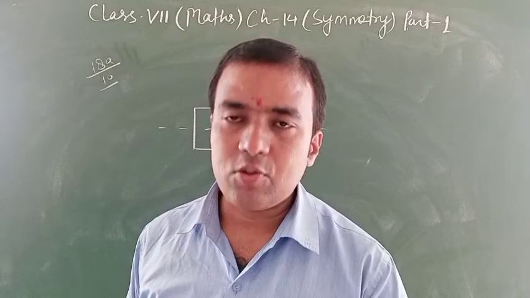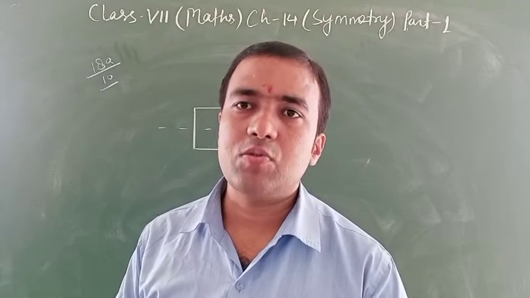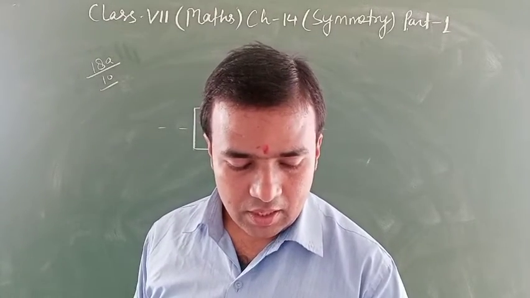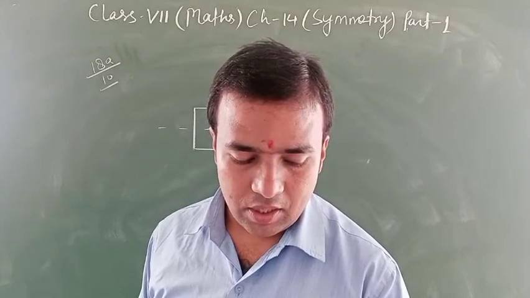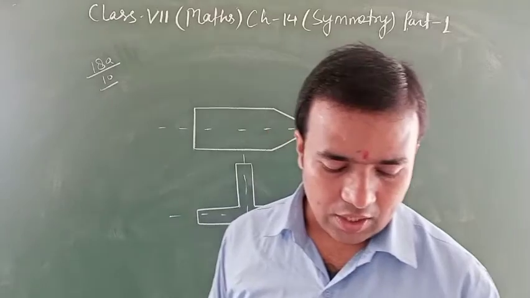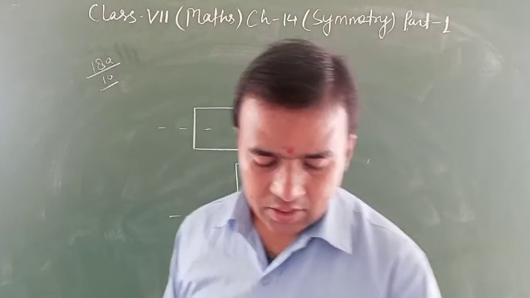Clear? A rectangle has 2 lines of symmetry. It is also true. Clear? And the last one is also true. Each one of the letters H, I, O, X of the English alphabet has lines of symmetry. Clear? It is also true.